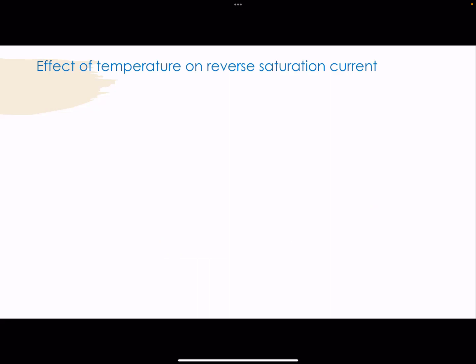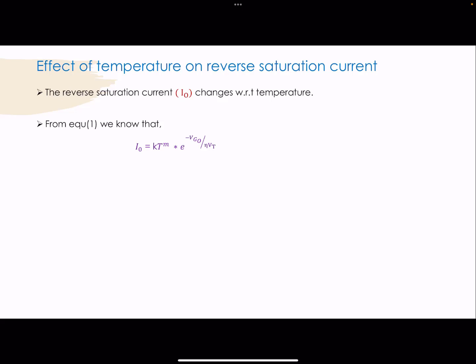Now let us see the effect of temperature on reverse saturation current. Generally, the reverse saturation current I0 changes with respect to temperature. And from equation 1, we know that I0 is equal to K T power m into e to the power of minus VG0 by eta Vt. Now taking logarithm on both sides, we get ln of I0 is equal to ln of K into T to the power of m into e to the power of minus VG0 by eta Vt, by which ln of I0 is equal to ln of K plus ln of T power m minus VG0 by eta Vt.